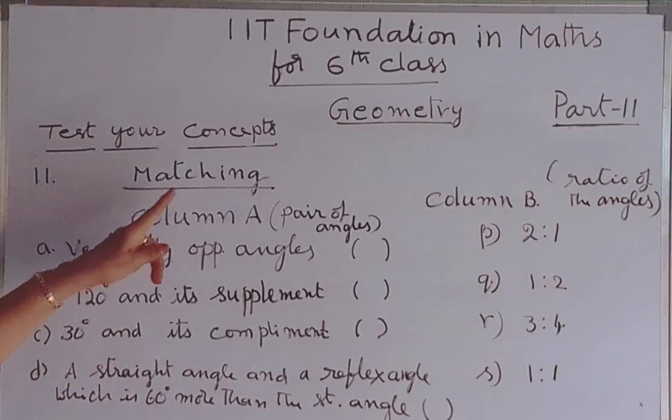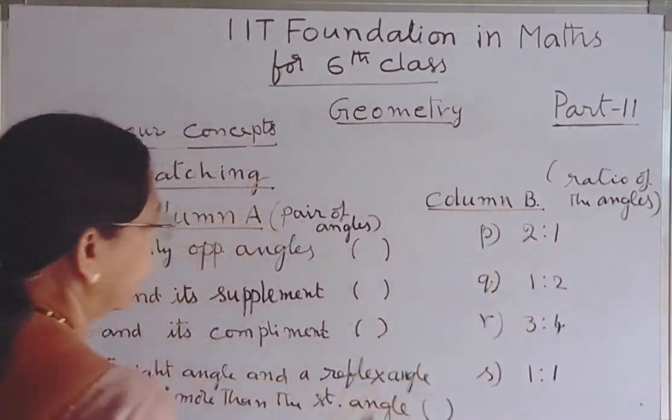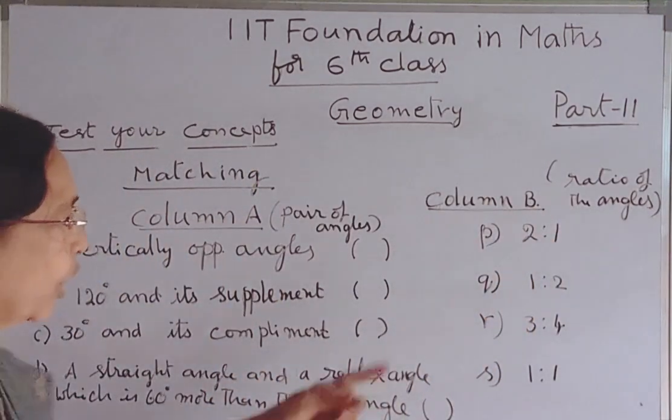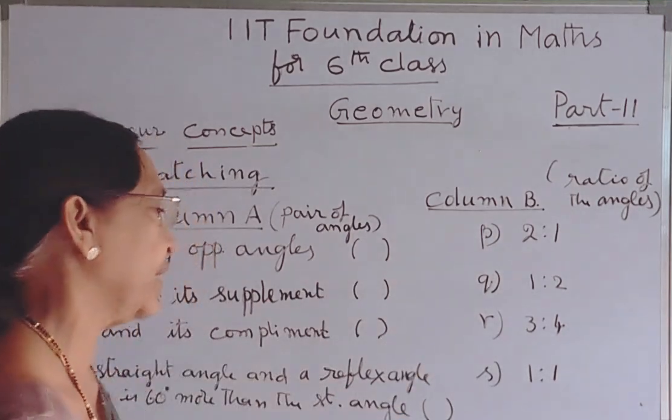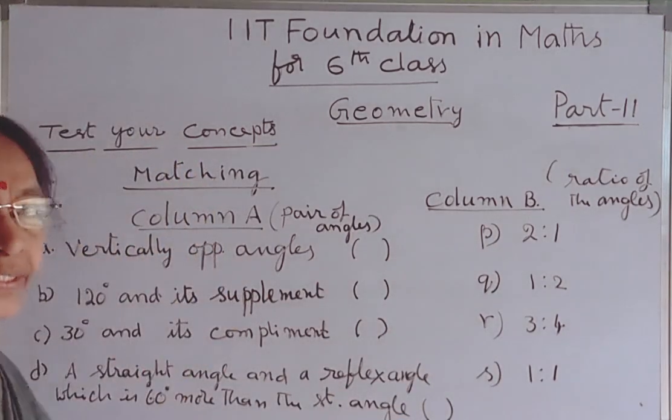Next question, matching. So there are column A and column B. In column A, pairs of angles are given. In column B, ratios of the angles are given. So first one, vertically opposite angles.